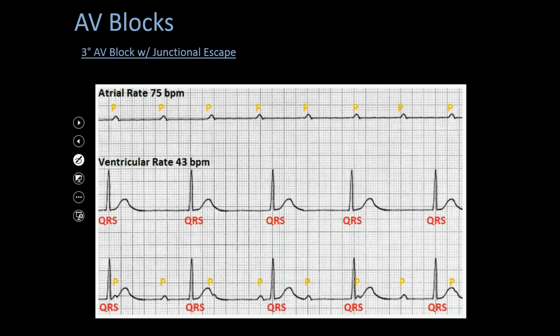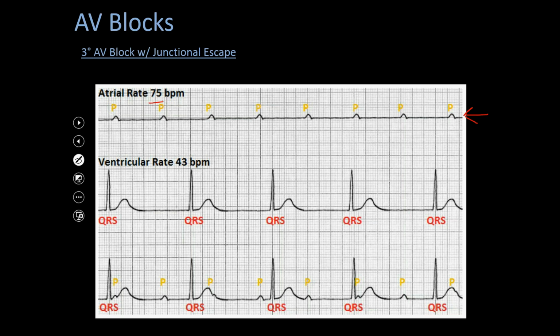All right, here's a ladder diagram. It's much better than the one that I just drew for you myself. Now here you can see in the heart, this line represents what the atria is doing, atrial depolarization. Atrial rate is 75 beats per minute.